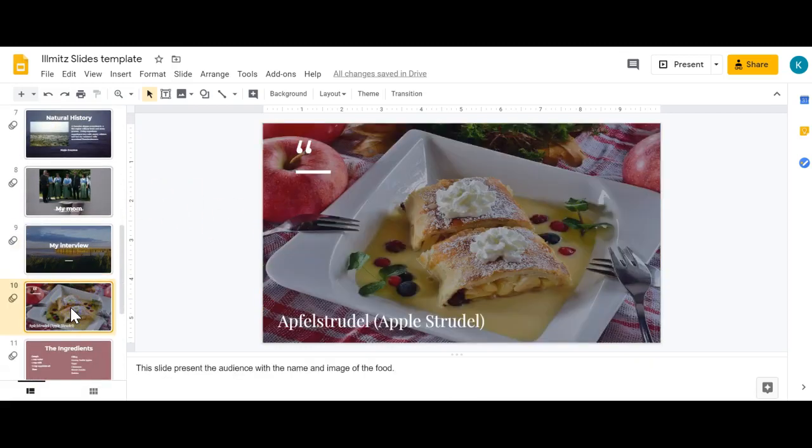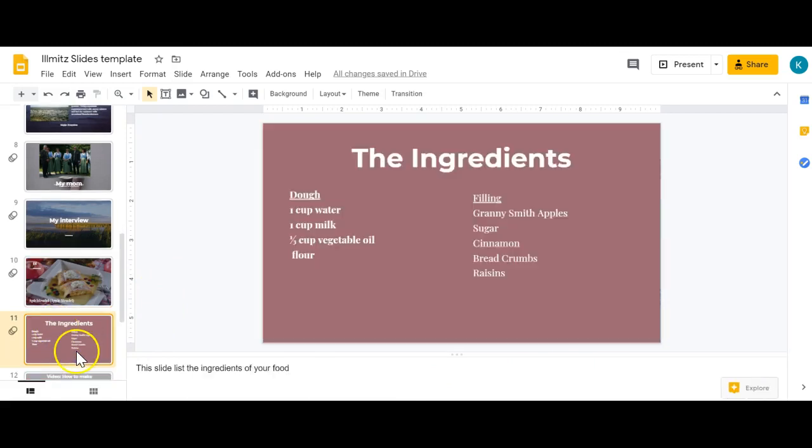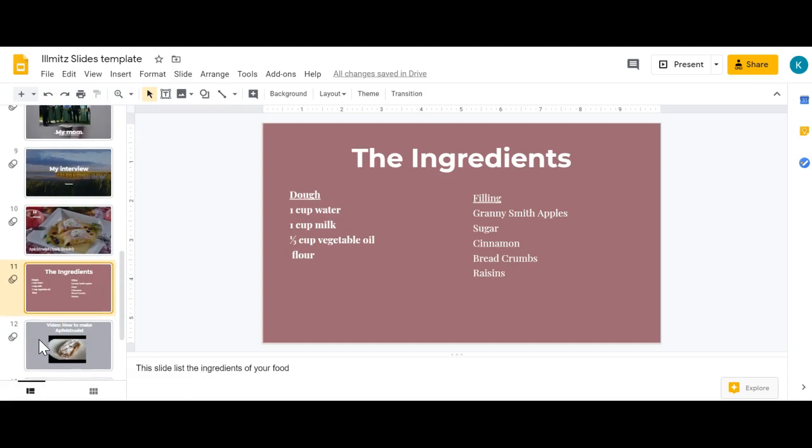My next slide is going to be a slide that presents the actual food that you will be preparing with both an image and a name. And in my case, it would be the Apfelstrudel, which is called Apfelstrudel in Austrian. The slide after that is a list of ingredients that are required to prepare that recipe.